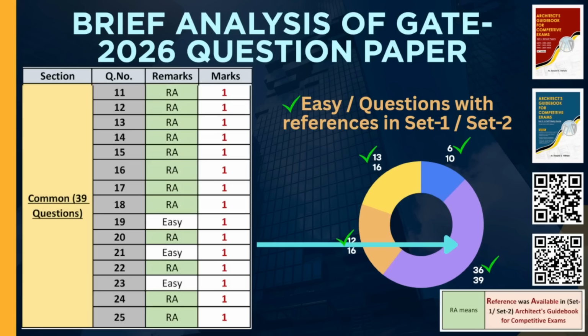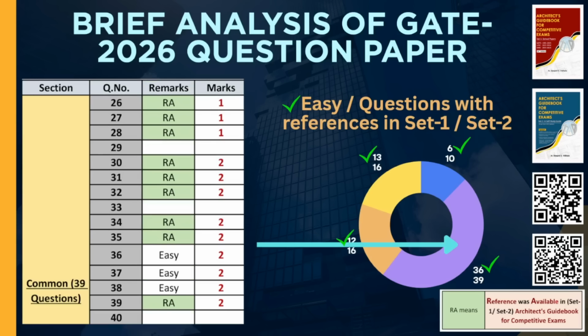Then coming to the common and compulsory section, you can see in the table that wherever I have marked RA in the remark column, the references were there in the Architect's Guidebook, and a few questions were very easy to answer. Of course, we are going to solve those questions in the latter part. And then from question 26 to 40, the references were there.